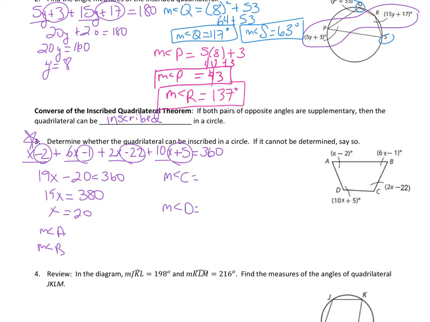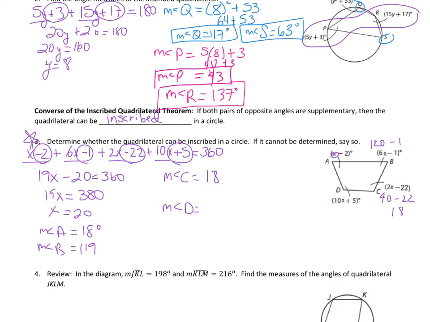So angle A is a little bit easier, and we have 20 minus the 2, so we get 18 degrees. Measure of angle B then, 6 times 20 would be 120, minus our 1, so we get 119. And if those are side-by-side angles, those are adjacent angles, so we can't compare those yet. So for our angle C, we have 2 times 20, so we have a 40 minus 22, and we get 18 for our angle C.